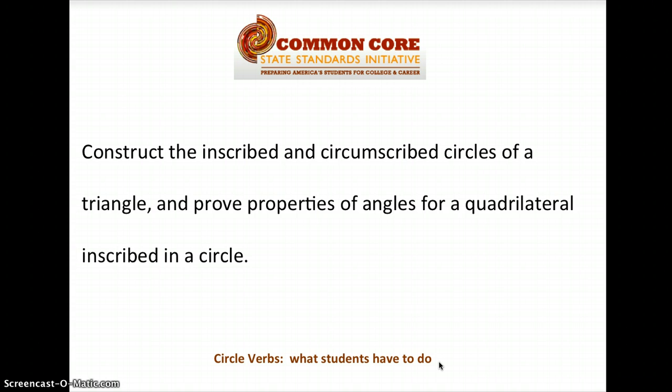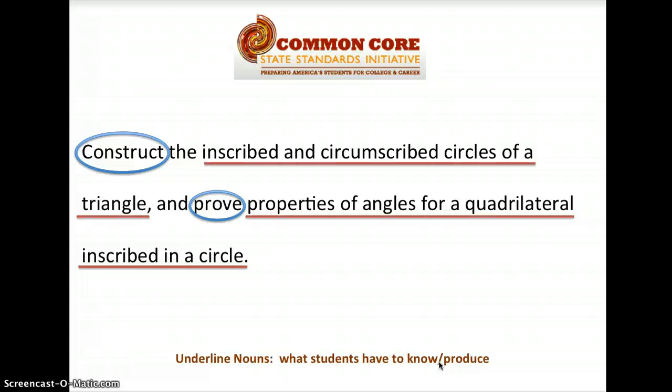So we do the same thing that we're doing. We're going to take our verbs first, what the students have to do, and we're going to circle those. In this particular instance, you'll see that the students need to construct and they need to prove. Next, we take our nouns. What do they have to construct? Well, they have to construct inscribed and circumscribed circles of a triangle. What do they have to prove? They have to prove properties of angles for a quadrilateral inscribed in a circle.